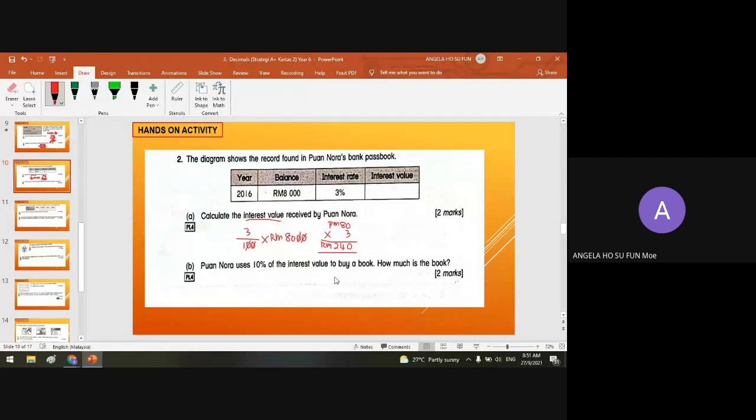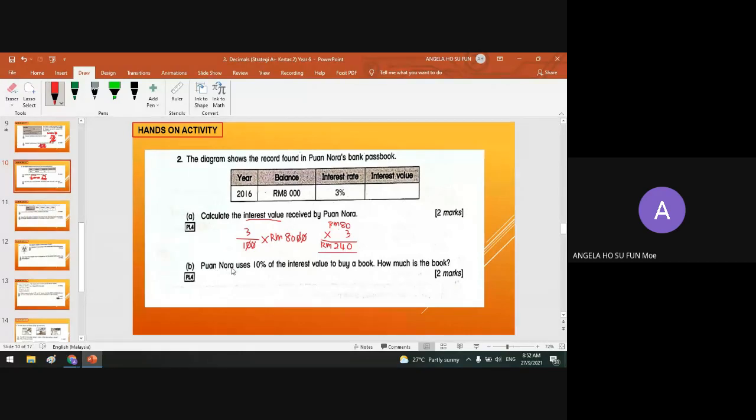Okay, how about B? Another person. Teacher, can I try? Who are you? Phoebe. Phoebe. Okay, very good, Phoebe. So what is your answer first before we do the working steps? 24 ringgit. Okay, your answer is the book costs 24 ringgit, right? Okay, let's see.